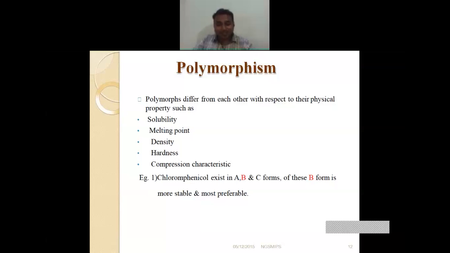Cracking means what? Do you know? At the time of compression, the tablet breaks down. When we punch the tablet, what is the part of the tablet compression machine where the compression goes on? What is the part's name? Do you know? Have you studied the tablet compression machine? Yes or no?